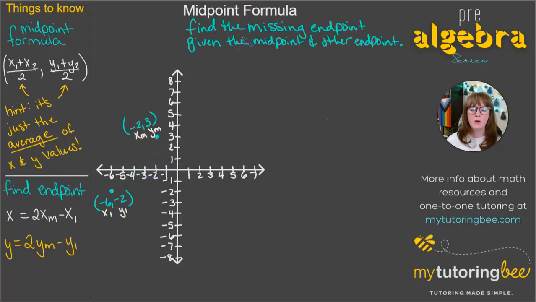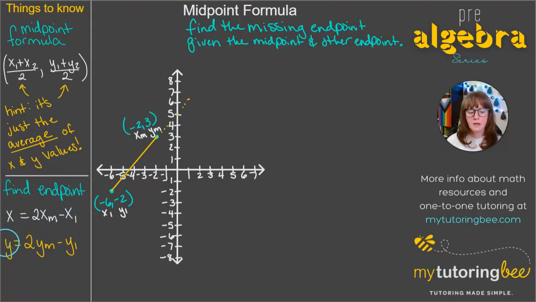In this problem, we are being asked to find the missing endpoint given the midpoint and other endpoint. So we can see here that this xm and ym, that m stands for midpoint. So this is the midpoint of our line, and this x1, y1 is the endpoint of our line. So we have half of the line here between these 2 points, and the other endpoint is going to be somewhere along here. We just have to find out what that exact coordinate is.